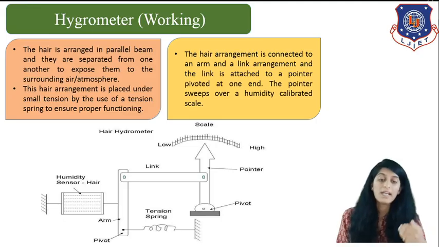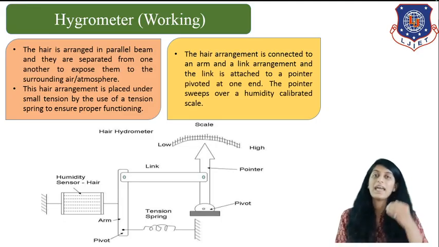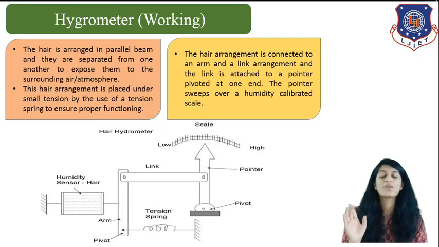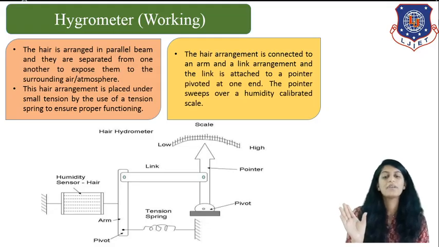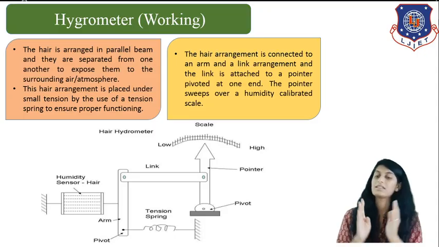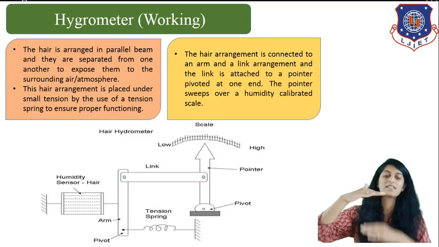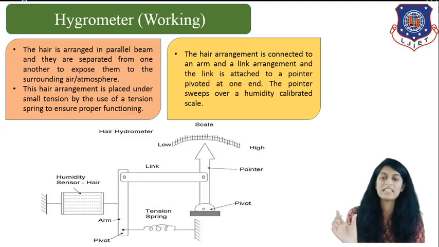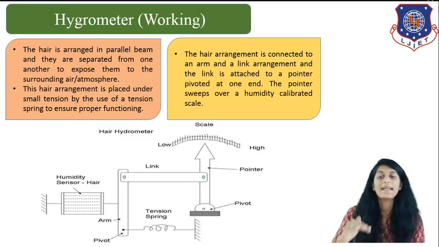Now how does it actually work? The hairs are arranged in a parallel beam. As you can see inside the humidity sensor, those dotted lines represent the hairs. They are parallelly arranged inside that particular box, and they are separated from one another to expose them to the surrounding or atmospheric air.